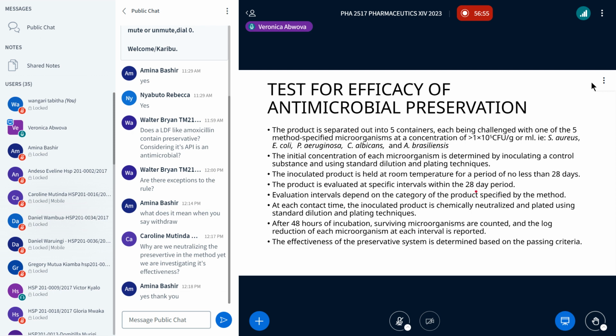But remember, for you to be able to count the number that is remaining in solution, because there's some that have been killed, but there's an amount that is remaining in solution. What do you do? How do you count the amount remaining in solution? You take them, you place them on a plate, you remove the preservative, okay? Because then you're able to test the number that is remaining in solution.